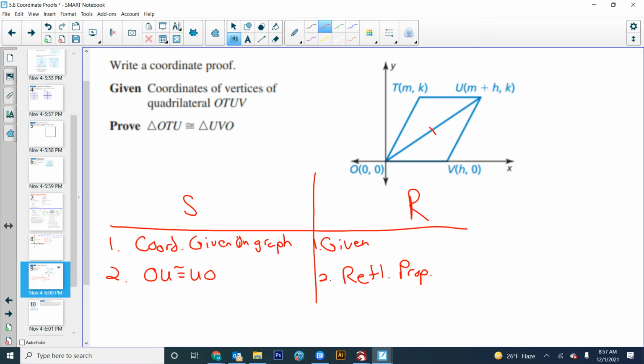Well, let's find the slope of TU. What's the slope of TU? Mr. Westphal, it looks horizontal. Isn't it slope 0? Well, it looks like it, but can we show that it is? Let's see. Isn't it y2 minus y1? So it's going to be k minus k over m plus h minus m. What's k minus k? 0. And what's m plus h minus m? H. What's 0 divided by h? 0. That is a slope of 0.